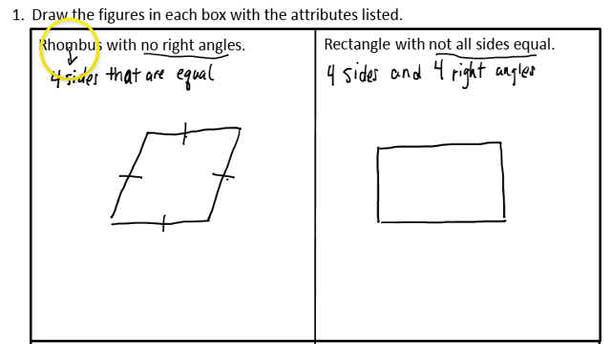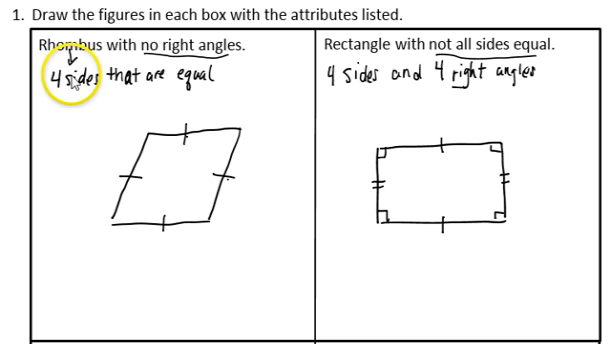But I do have to make sure that I have right angles at each corner, because that's what makes a rectangle. It has 4 sides and 4 right angles. And again, I'll use the hash marks to show that this side is equal to this side, but these 2 sides are of a different length and they are equal to each other.